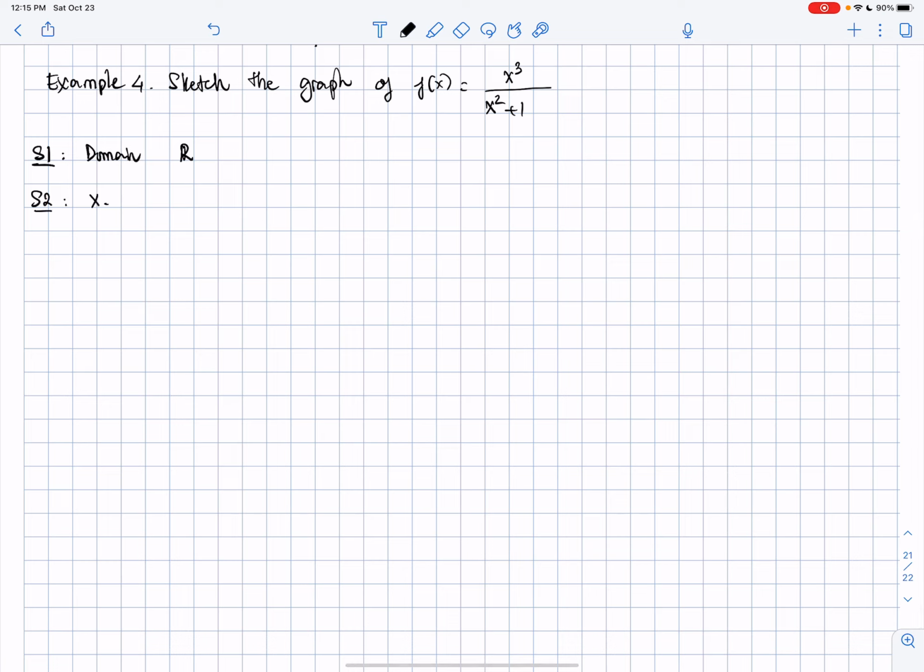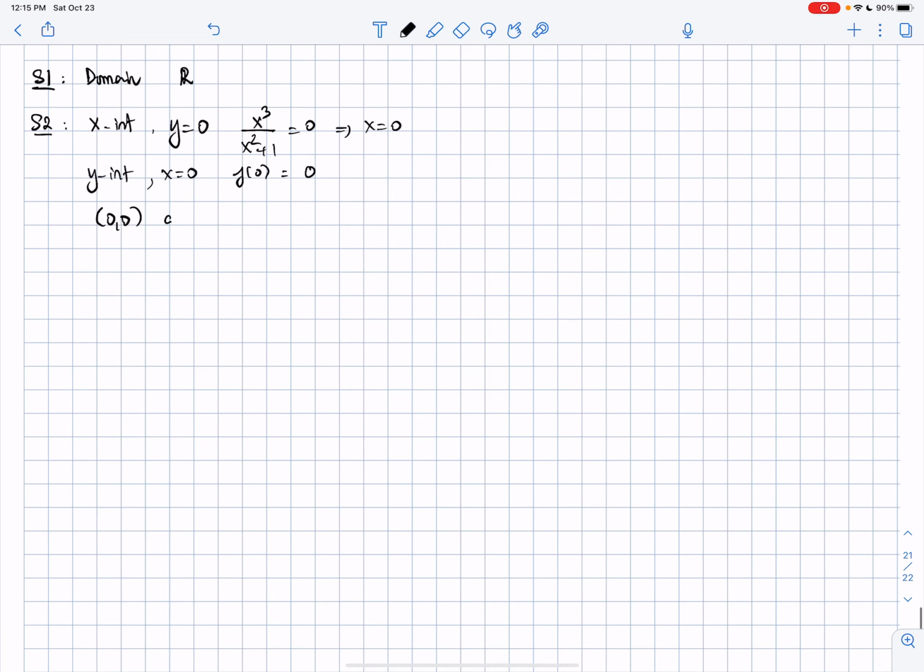If we find the x-intercept, we let y equal to 0. That means x cubed over x squared plus 1 equals 0. It means x equals 0. And to find the y-intercept, we let x equal to 0. Then f of 0 equals 0 also. So the point (0, 0) is both the x- and the y-intercept.